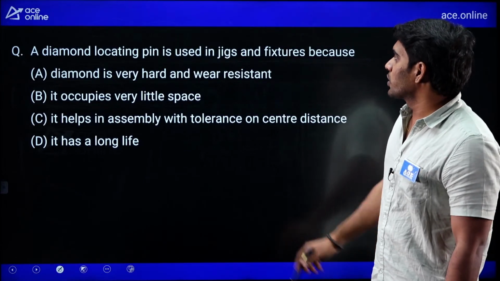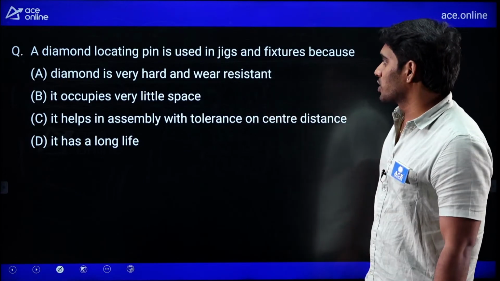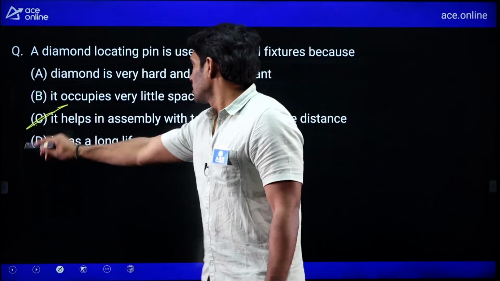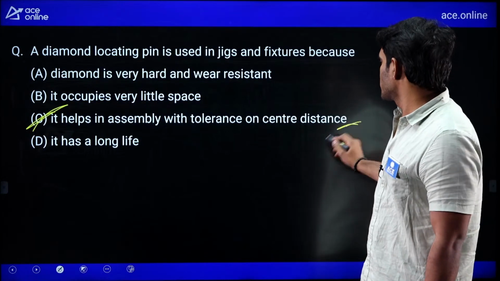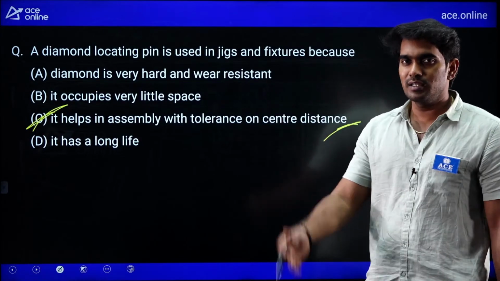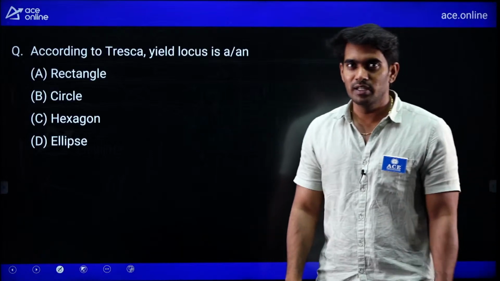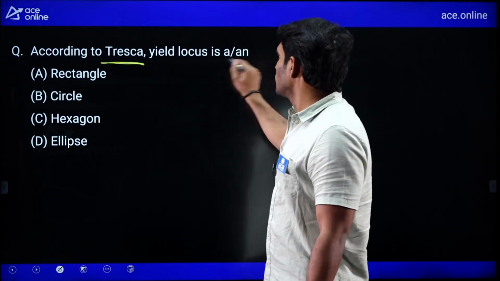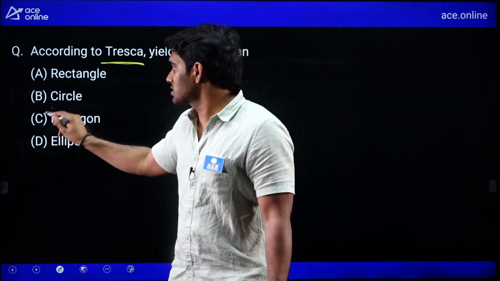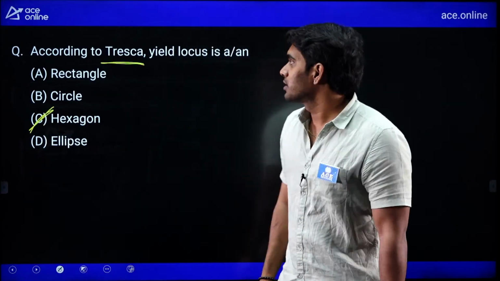A diamond locating pin is used in jigs and fixtures because it helps in the assembly with tolerance at center distance. The answer here for this question is C. Now let's see the solutions from machine design. So here he has given Tresca theory, the yield locus is, can you please say what is the answer for this? It is a hexagon.